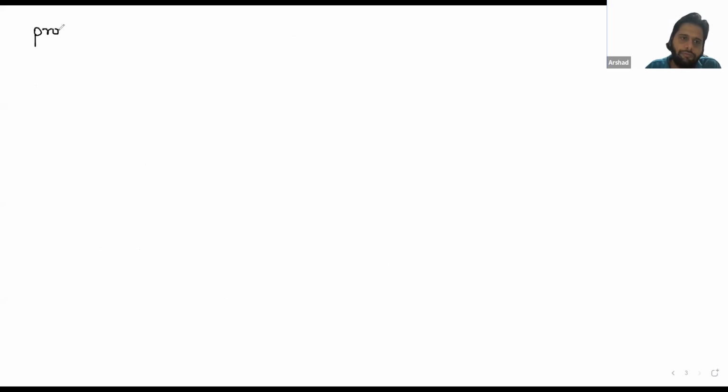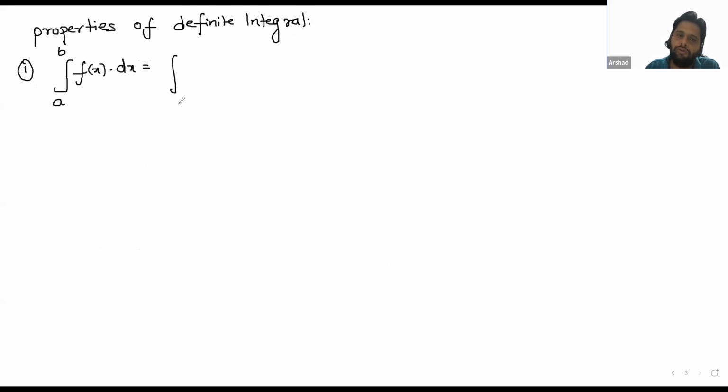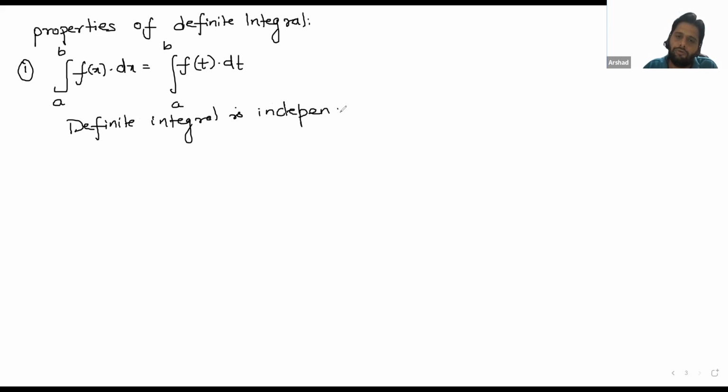Next is properties of definite integrals. Okay, there are some properties. So properties of definite integral. Okay, the first property is the integral from a to b of f(x) dx is equal to the integral from a to b of f(t) dt. Okay, so that means definite integral is independent of change of variable. So we will write: definite integral is independent of change of variable.